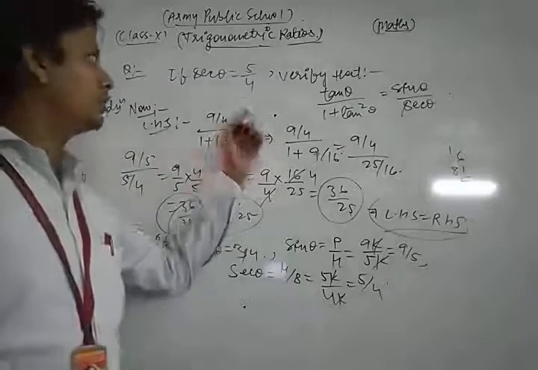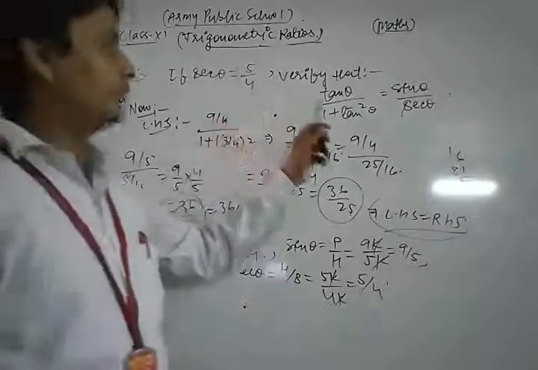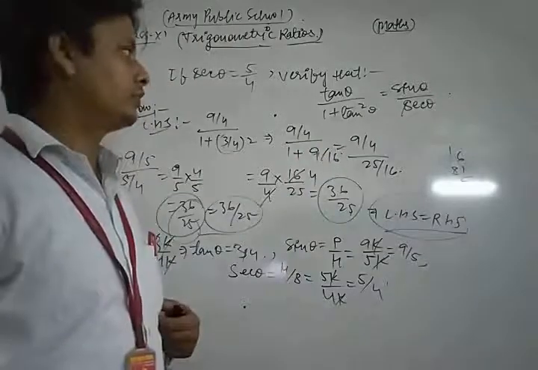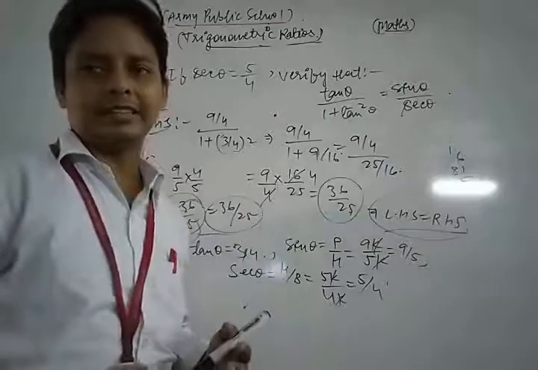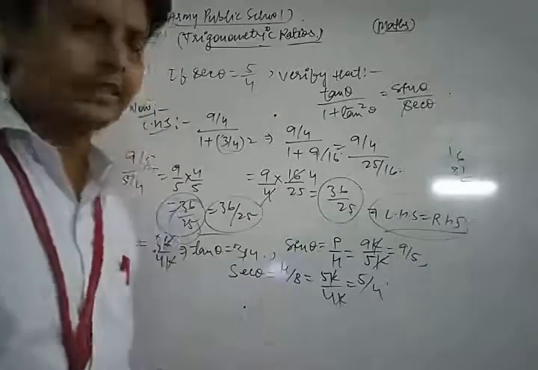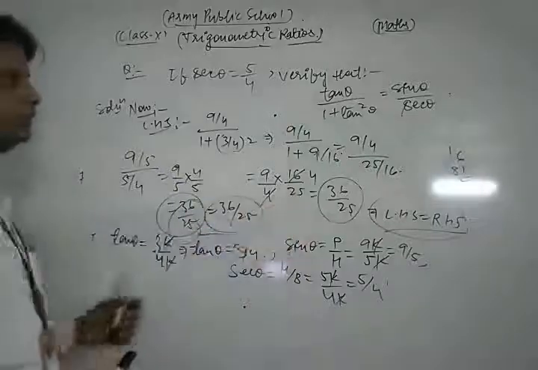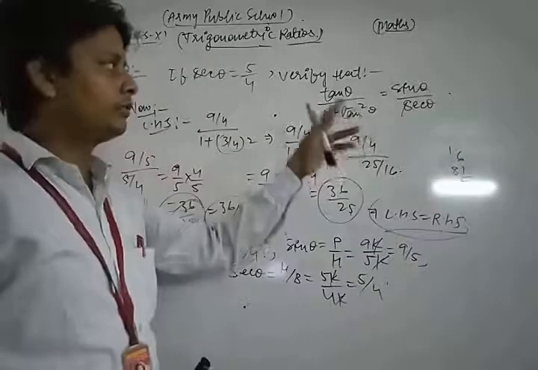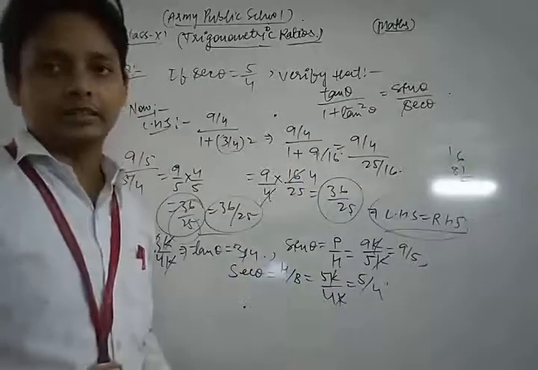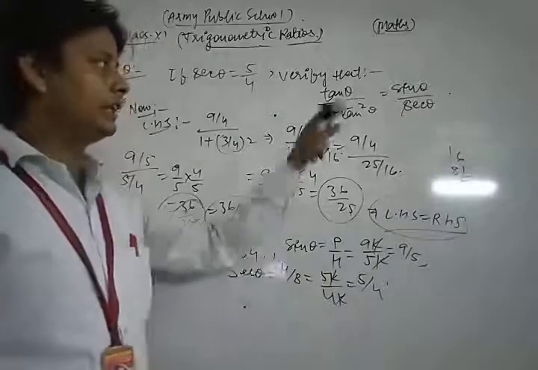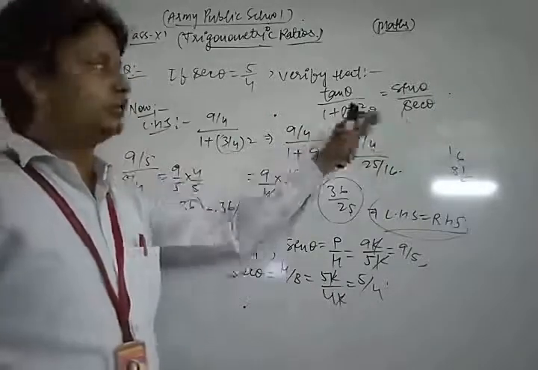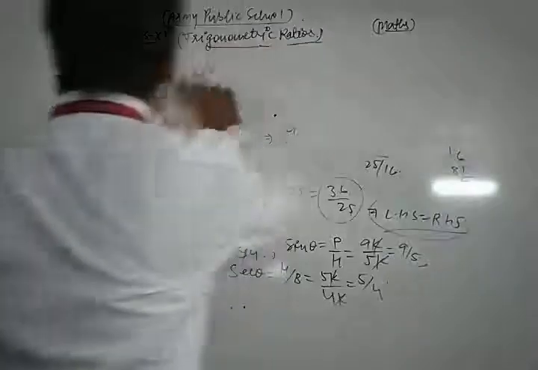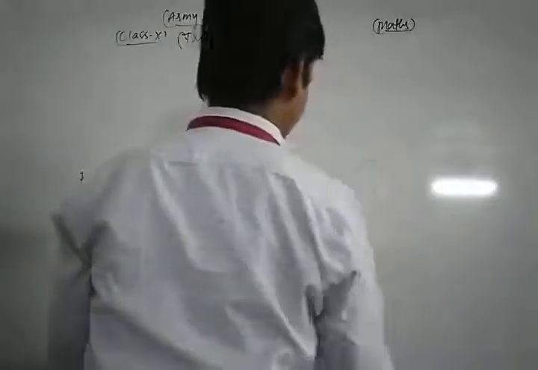So first of all, we have the value of sec theta, and we have to verify tan theta upon 1 plus tan square theta is equal to sin upon sec. In this way, first of all, we draw a right angle triangle and assume an angle theta, and after this we put the value of sec theta as hypotenuse upon base. So we find the value of tan theta as well as sin theta and sec theta. Now we put all the values in the left hand side and right hand side, and both the values are the same. So in this way we verify this result, and you can solve each and every question of the NCERT exercise.